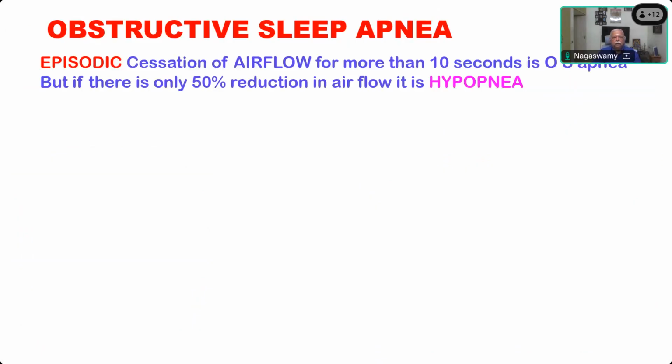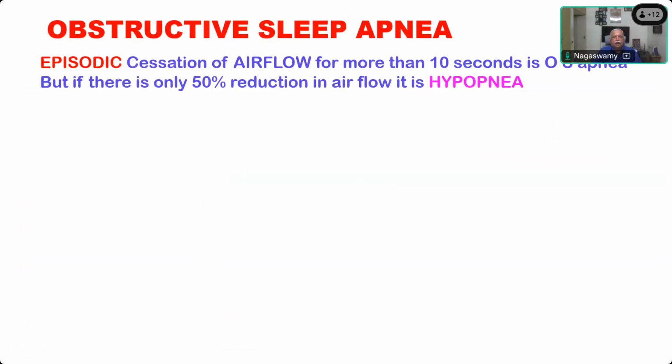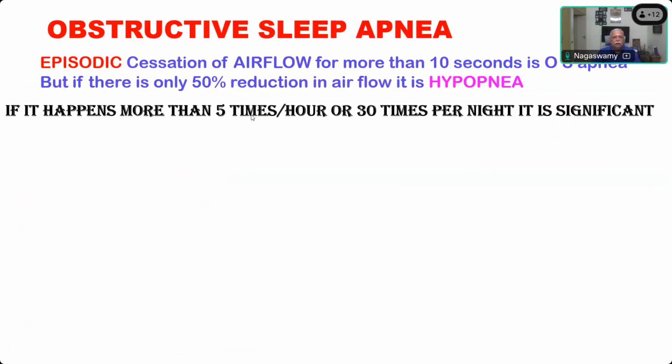So what is the definition of sleep apnea? Episodic and repeated cessation of airflow for more than 10 seconds. Very good. So hypopnea will be there: a 50% reduction in airflow. And if it happens more than 5 times within 1 hour, or more than 30 times for the entire duration of sleep at night, that is considered a very severe case.